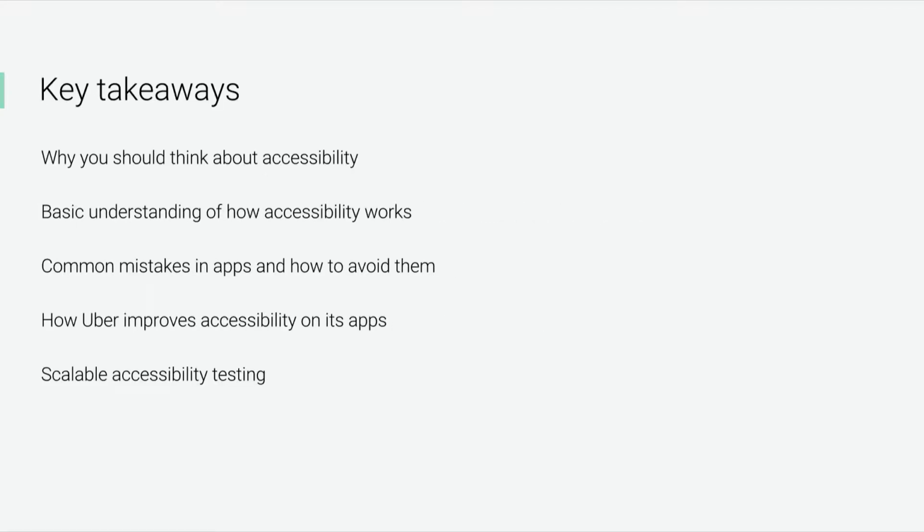So these are the key takeaways that you can get out of it when you walk away. You should be able to appreciate why accessibility is important when you think about designing and writing code for your app. A basic understanding of how accessibility works under the hood, common mistakes that you can see in apps and how you can avoid them when you write your app, and how Uber approaches accessibility and some of the unique problems that are solved at Uber, and how you could do scalable accessibility testing integrated into your CI.